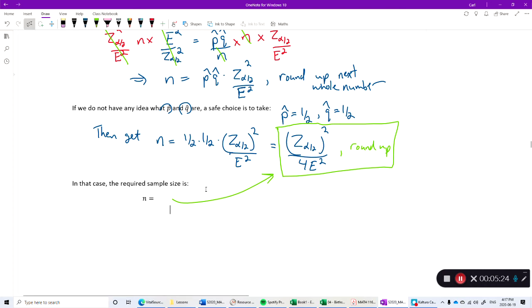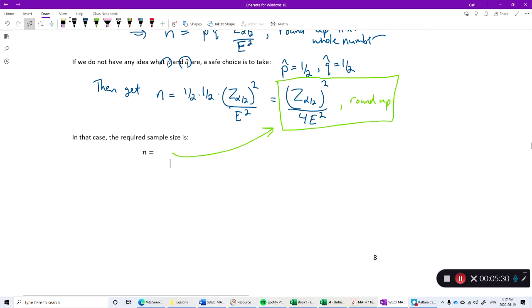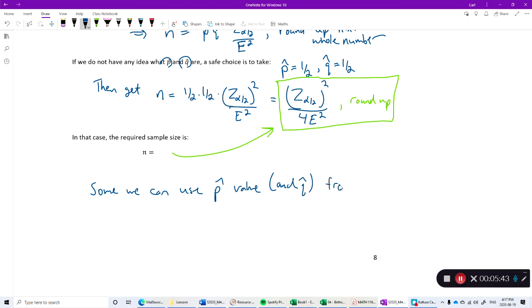So let's do an example with this formula. One more point: sometimes we can use a p hat value and q hat from prior knowledge, from, let's suppose, a past study, or maybe we use what's called a pilot study, a small preliminary study.